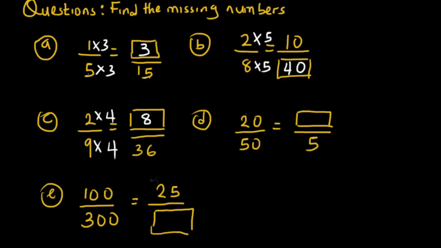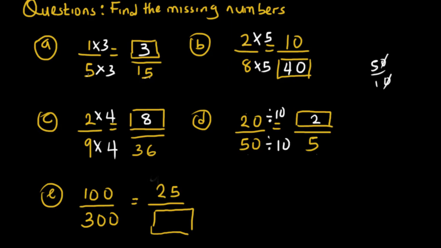Let's do D. Now look carefully. What did we do to 50 to get 5? Now look, we divided by 10. 50 divided by 10, 0 cancels 0, will give us 5. So we divide the top value by 10 also. Anything you do to the one, you have to do to the second. Does that make sense? 20 divided by 10 will give us 2. So our answer is 2 all over 5.